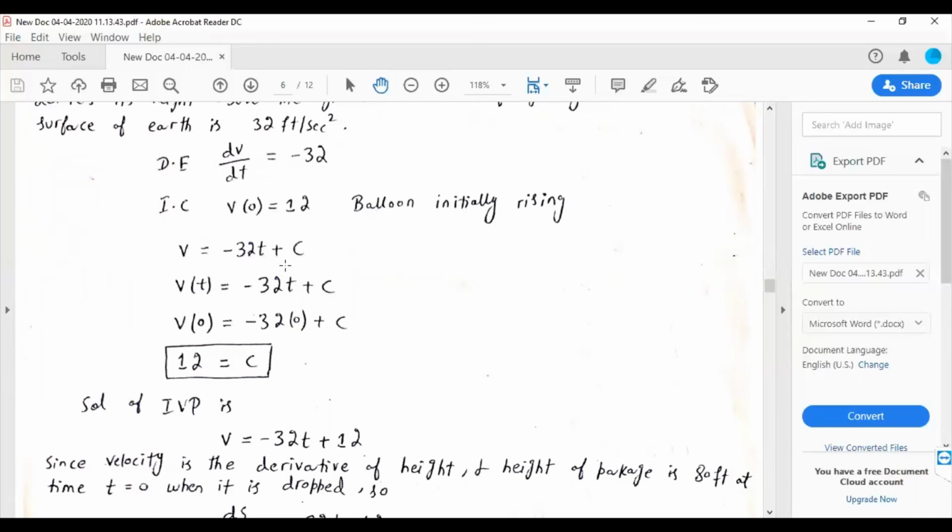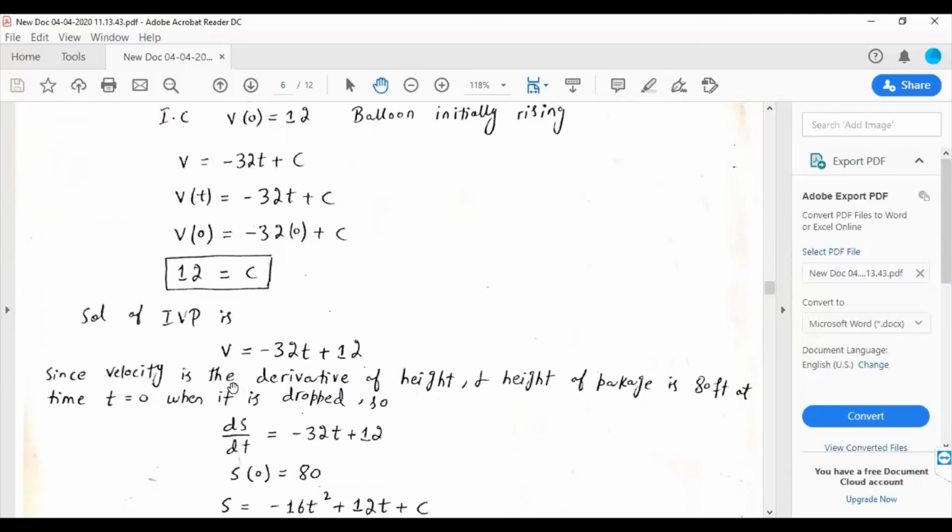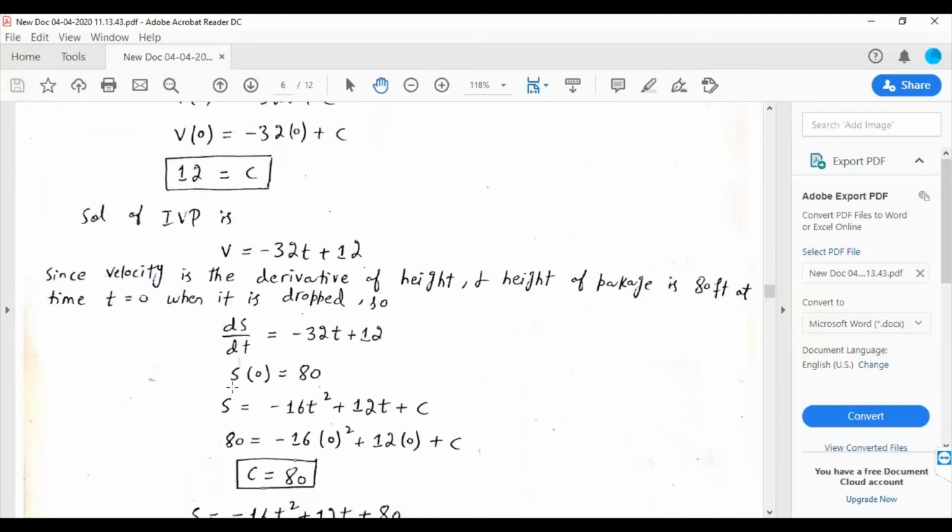Now substituting t equals 0 and velocity 12 in the expression, we get the value of c, the constant of integration, as 12. So the initial value problem gives v equals minus 32t plus 12. Since the velocity is the derivative of height, and the height of the package is 80 feet at time t equals 0, when it is dropped, the equation becomes ds by dt equals minus 32t plus 12.